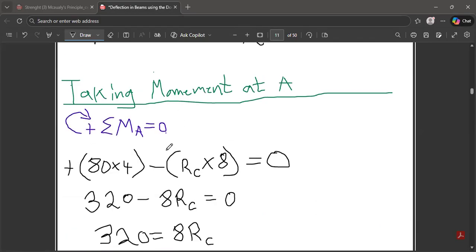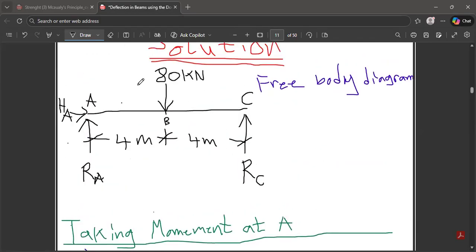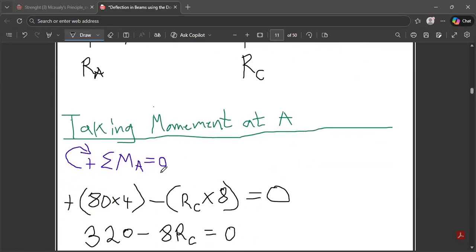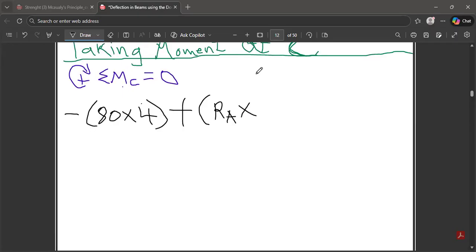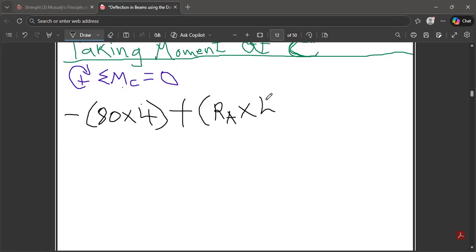Okay, now let's go and take the other one too. We are still standing at C. If you are standing at C and you look to the last end, you realize that if you take the moment, your RA is going to move clockwise. So now it's going to be positive RA times 4. I already taught you that, that's why I don't want to waste much time on that. Positive RA times 8.